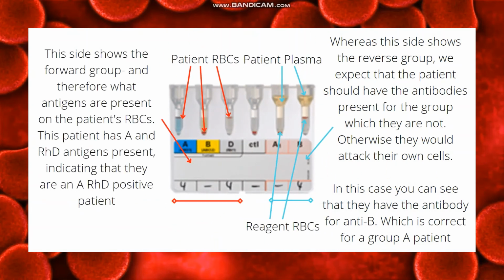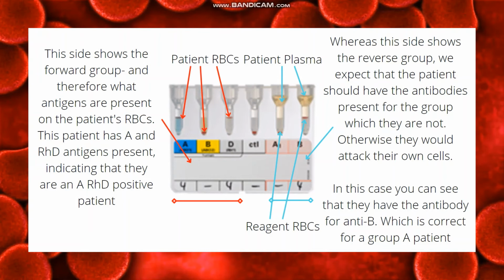So you can see here I have an example. A lot of blood grouping is done in these cards, if you haven't seen them before. The red arrows that I have are looking at the forward group, so you can see which antigens are present on the patient's red blood cells. When it comes to reading these cards, we're looking at whether or not red blood cells have stuck to an antibody. And these little cards kind of work like a filter in a way.